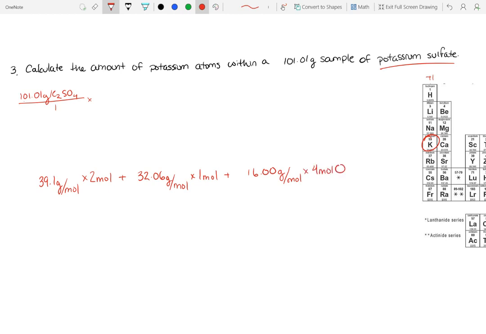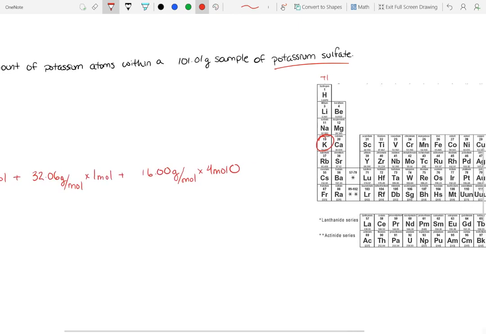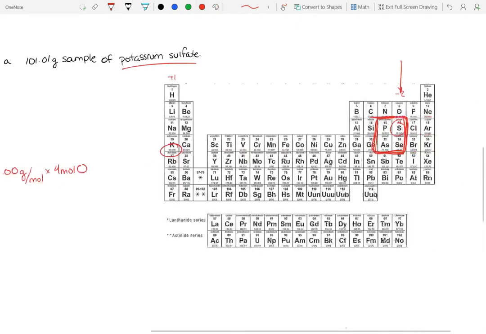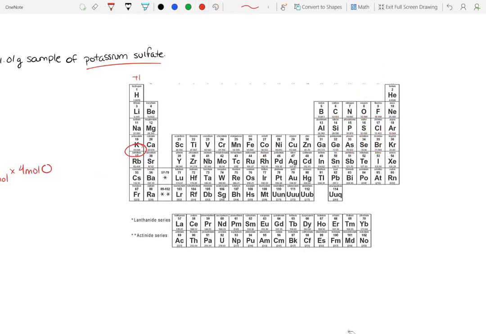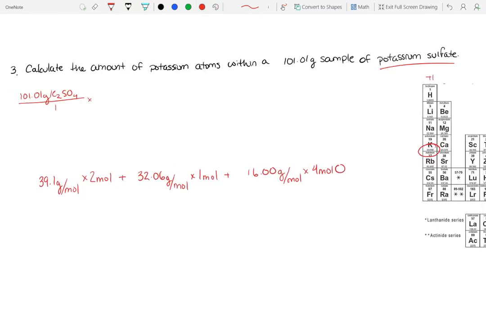And remember, I'm getting all these masses from the periodic table. Potassium right here is 39.1. It's kind of hard to see right there, so let me go ahead and erase all this. Oxygen is 16. Sulfur is 32.06. Just in case you're wondering where he's getting all those values from. So let's go ahead and calculate this.